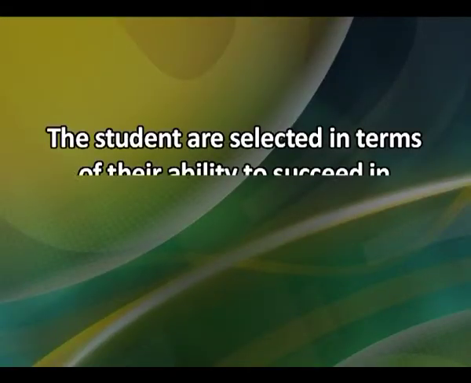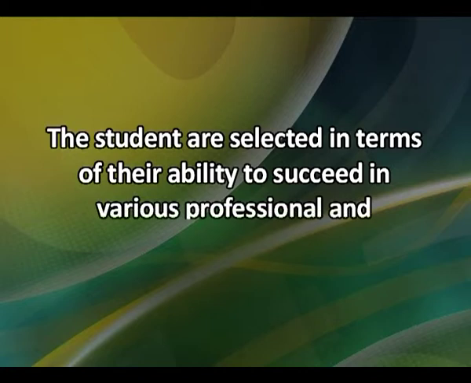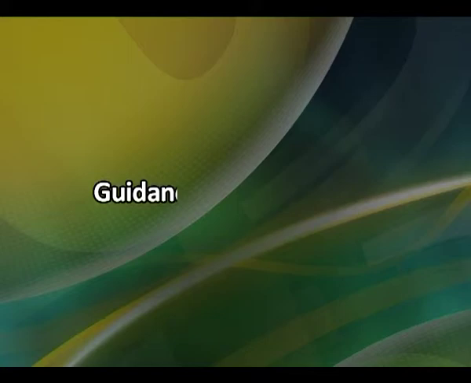The obligation of the elementary school, as per general education, is to adapt the curriculum to the measured aptitude and ability of the students. As per the differential function, the students are selected in terms of their ability to succeed in various professional and special courses. Third, guidance and counseling. The measurement is done for selecting students who will succeed in a given curriculum.